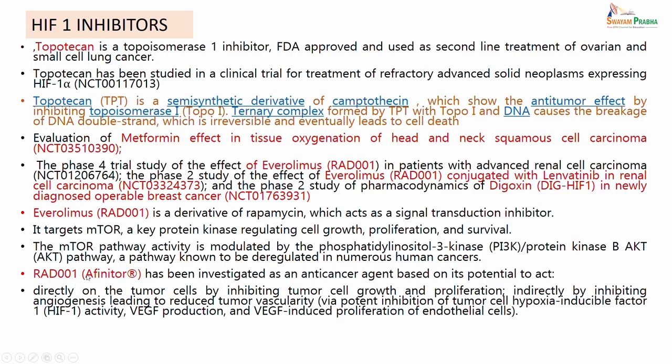So the RAD001, the trade name is Afinitor. It has been investigated as an anti-cancer agent, based on its potential to act directly on the tumor cells, inhibiting the tumor cell growth and proliferation, and also indirectly by inhibiting angiogenesis. So it is able to act both directly and indirectly. Directly, it inhibits the tumor cell growth and proliferation, and indirectly, it leads to reduced tumor vascularity, and the vascularity is decreasing because of the repression of the hypoxia inducible factor. That is, it represses the activity of HIF-1 and the VEGF production and VEGF induced proliferation of the endothelial cells. So it is able to act in this way. That way, the RAD001 has shown extensive promise.